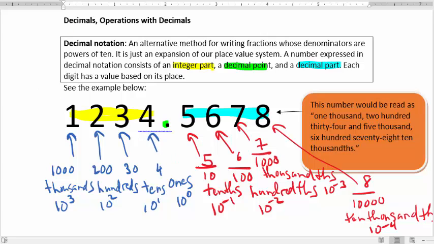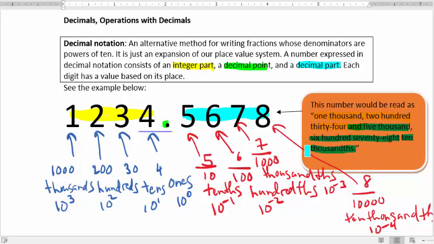All right, so if you were going to read that number, the way you read numbers in decimal notation is you read the number to the left of the decimal as a whole number, right? So 1,234. When you read the decimal point, you say the word "and" and then you read the number to the right of the decimal point like it was a whole number. So 5,678, but then you have to say what that last decimal place is, and that last decimal place is the ten thousandths. Right? So that's how you would read that number, 1,234 and 5,678 ten thousandths.